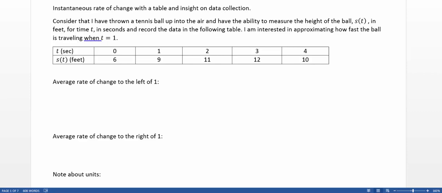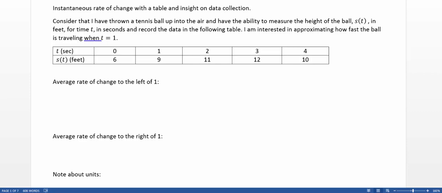After 2 seconds, it's 11 feet in the air. After 3 seconds, it's 12 feet in the air. But then at 4 seconds, it's 10 feet in the air. So it started coming back down. So that's what's happening if you're trying to visualize. But I want to know, how fast is that ball moving at time equals 1?